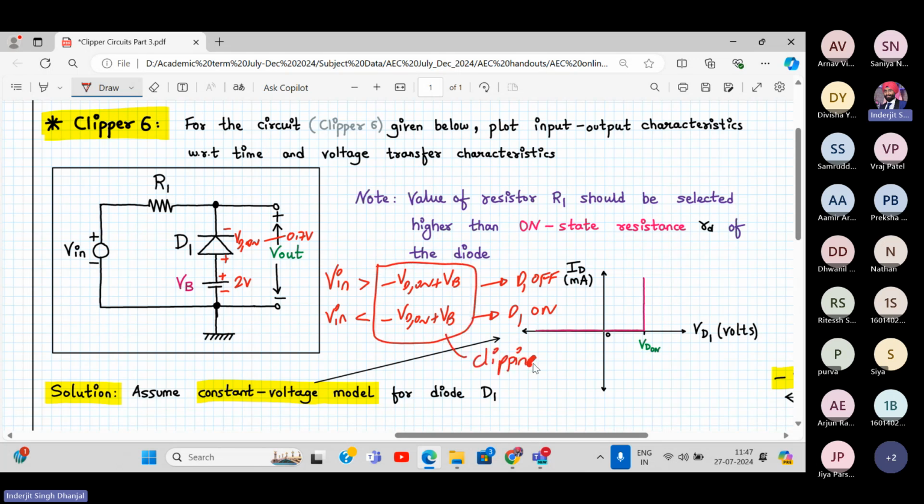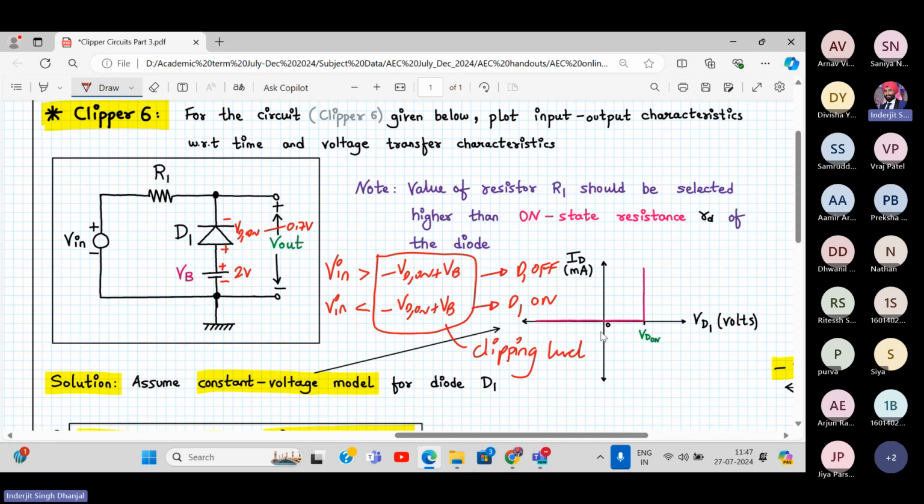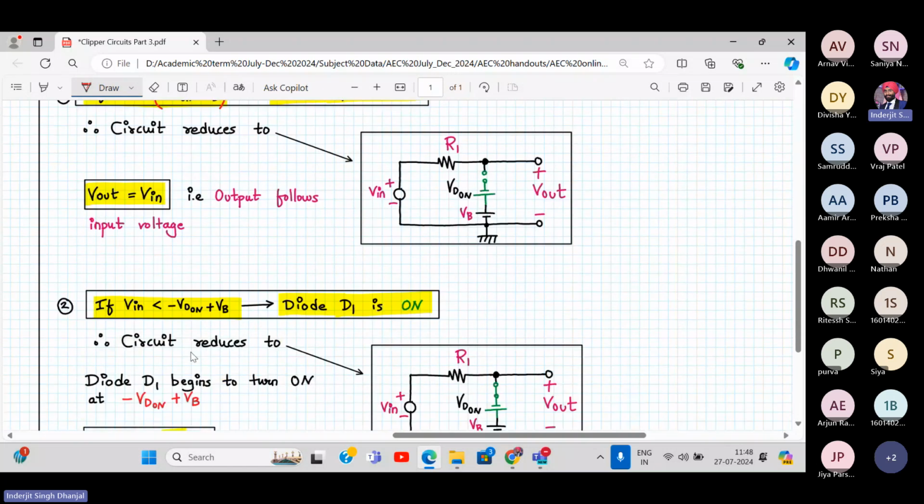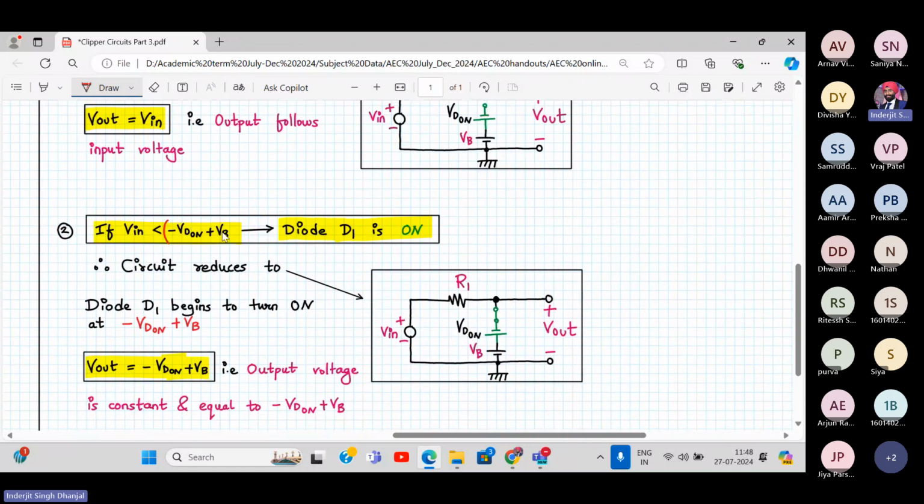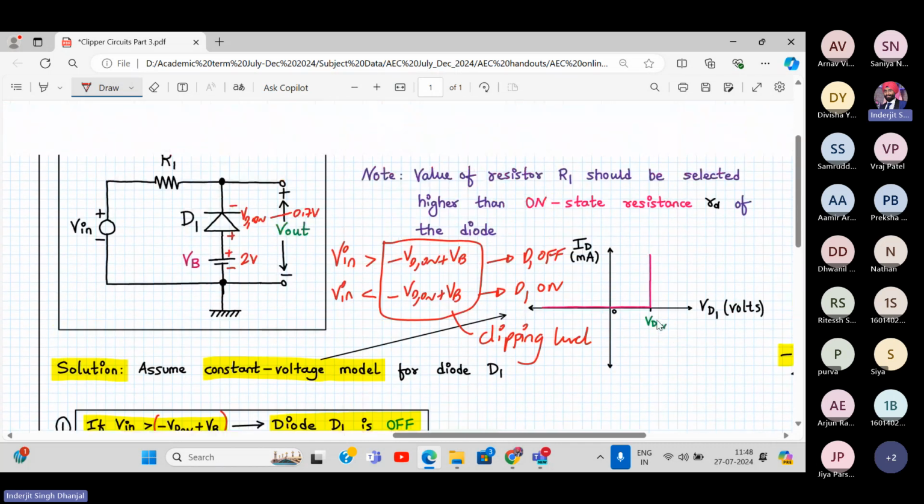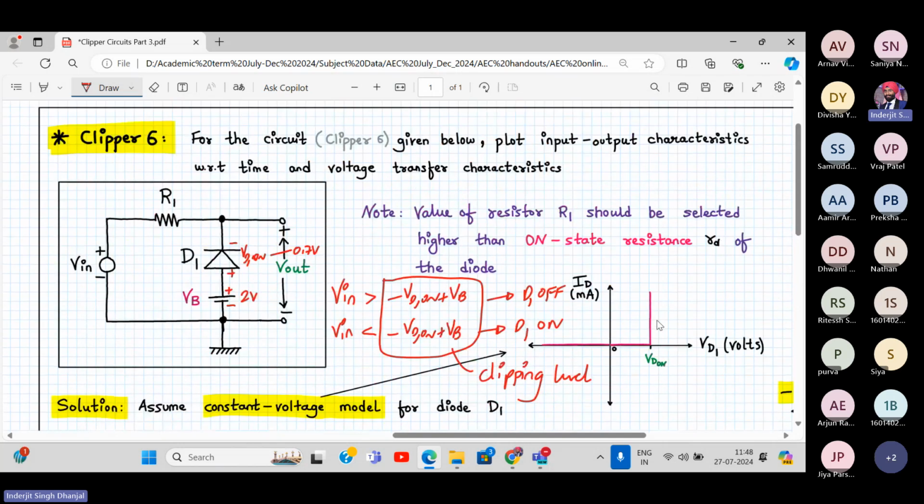Once we identify the clipping level, the entire analysis becomes very simple. Now we just have to write: Vin greater than minus VD on plus VB, the diode is off, and the output follows the input voltage. And whenever the input is less than minus VD on plus VB, the diode is on and the output is equal to minus VD on plus VB. If VD on is 0.7 and VB is 2, this will be 1.3 volt. So this type of clipper circuit is called a biased parallel negative clipper.